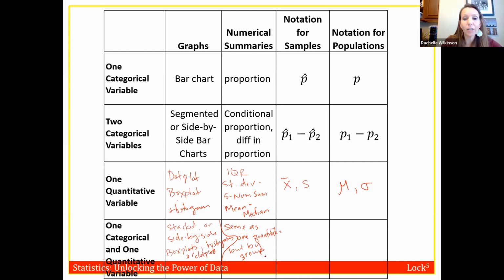And in addition to that, we could also look at the difference in any of those statistics. I did not give myself enough space in this teeny tiny little box down here, so I'm going to write difference in means down here, kind of falling out of the box. Then notation wise, just like when we looked at two categorical variables, now that we're comparing groups, we're going to use subscripts. So for notation, put x bar 1 minus x bar 2 and mu1 minus mu2.